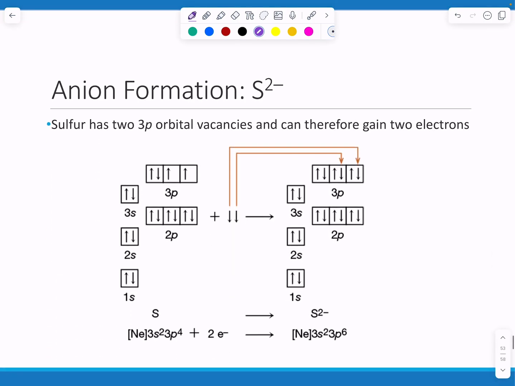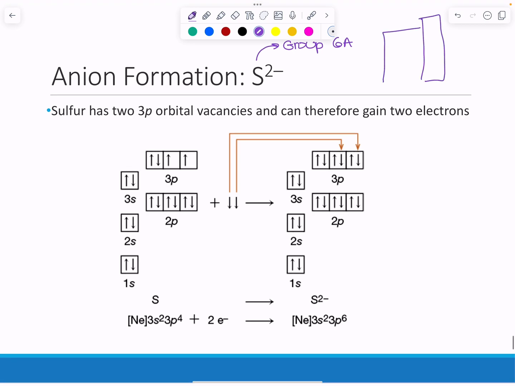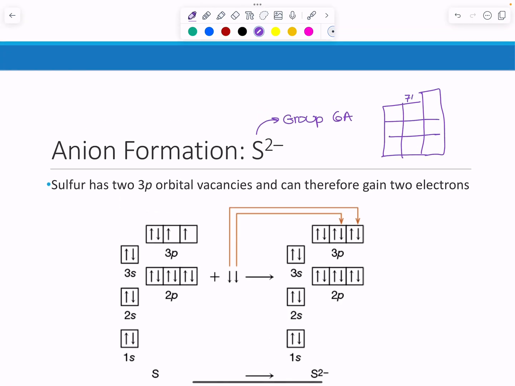All right. Okay, so let's talk about sulfur for a minute. So sulfur is in group 6A. Okay, so if we're looking at our periodic table here, it's one more in from the halogens. Okay, so this is 7A, this is 6A, that's group 8A. So this is noble gas. There's our halogen. And then these are called the chalcogens.